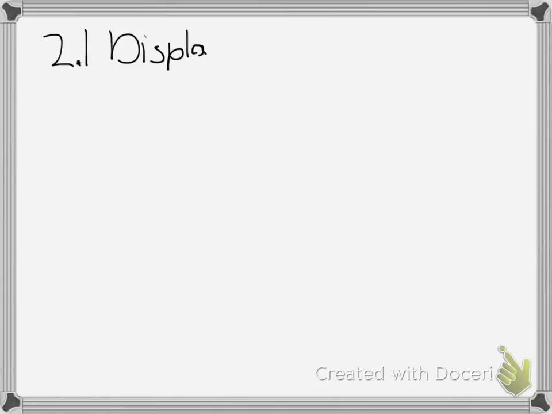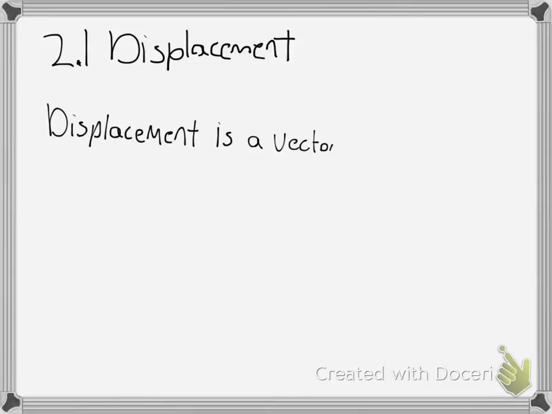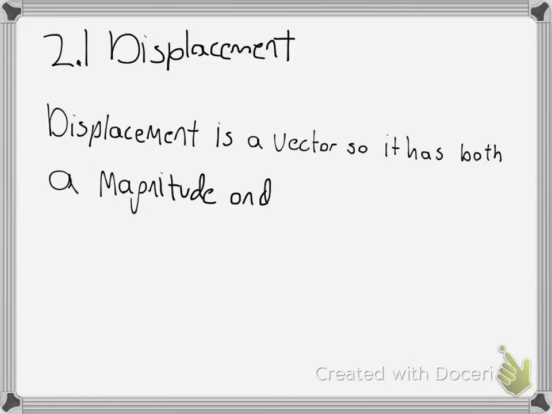Okay, so Section 1, Displacement. Before we can actually understand what kinematics is, we have to break it up into its components. So we go to displacement, which is our first section. So displacement is a vector, so it has both a magnitude and a direction, like every vector.